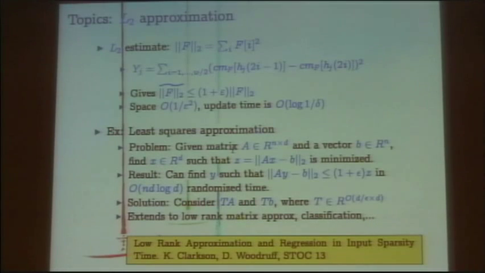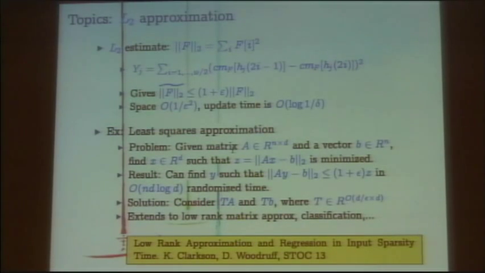It turns out you can do a lot of things with this data structure. But one good example is solving a classical least squares approximation problem. In the least squares approximation problem, you're given a large matrix A and a column vector B, and you want to find the x such that Ax minus b is minimized in L2 norm.